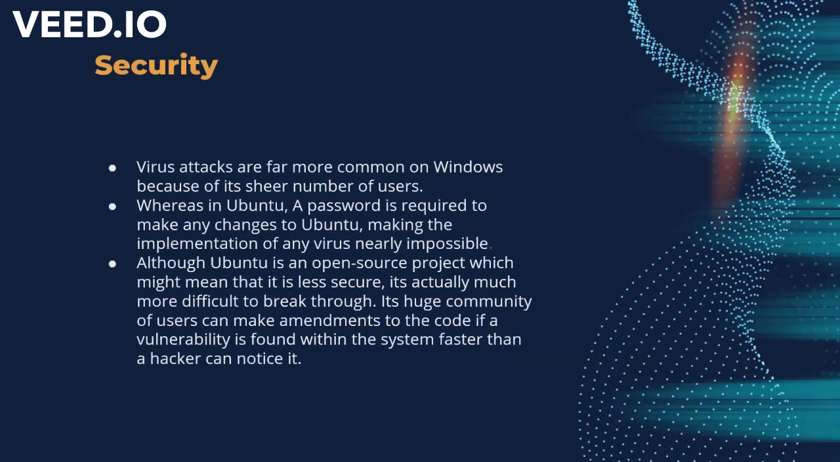Okay, now we're going to be talking about differences between both operating systems. Security. Virus attacks are far more common on Windows because of its sheer number of users. Whereas in Ubuntu, a password is required to make any changes, making the implementation of any virus nearly impossible. Although Ubuntu is an open source project, which might mean that it is less secure, it's actually much more difficult to break through. It has a huge community of users that can make amendments to the code if a vulnerability is found within the system, faster than a hacker can ever notice it.